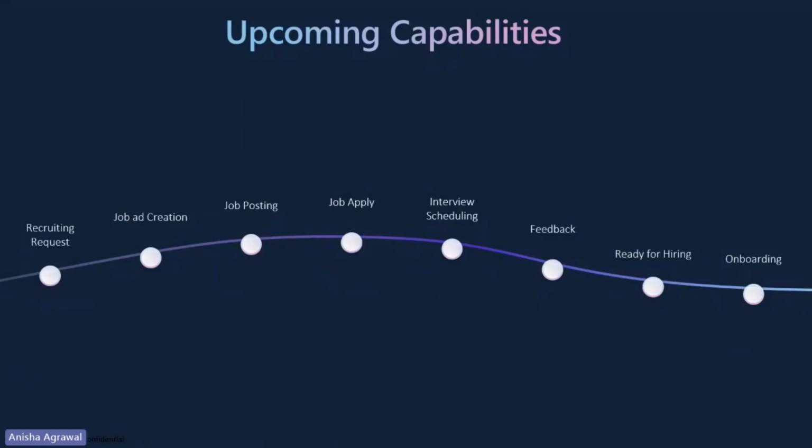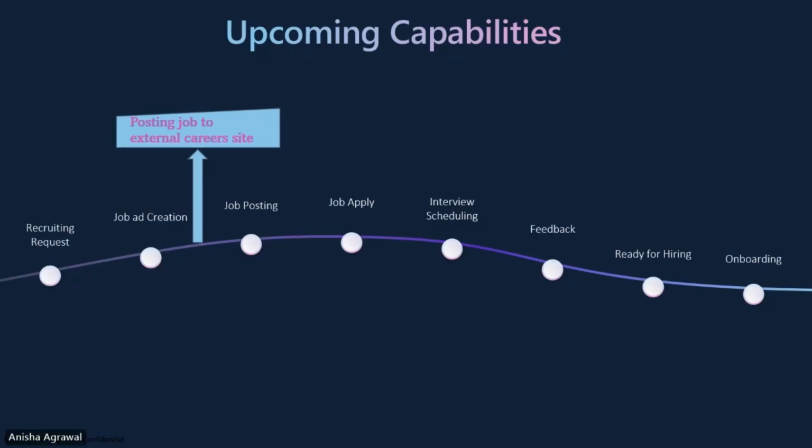So this is the journey which we already talked about: creating a recruiting request, posting, sourcing candidate feedback, and then onboarding. Now, the next feature which we are working on is posting jobs to external career sites. We are constantly in touch with our customers and continuously working to include more and more features. And what we understood is this is a very important feature in order to source candidates from multiple external job boards. This is the feature which we are working on currently.